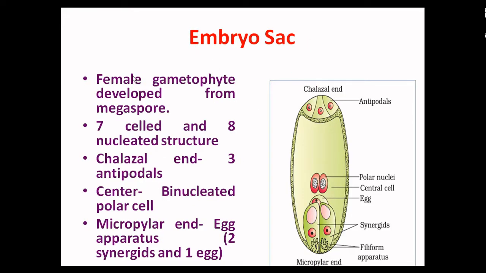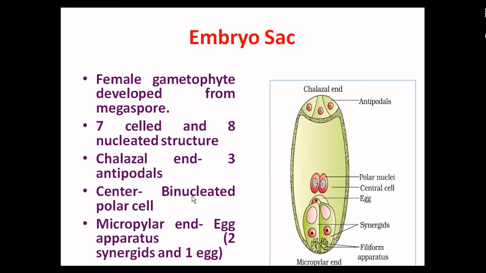And the last component of the ovule is the embryo sac, which is of great importance. This embryo sac is a female gametophyte that is developed from the functional megaspore. Structurally, it is a 7-celled and 8-nucleated structure. Out of these 7 cells, the 3 cells towards the chalazal end are called antipodal cells. The binucleated central cell is called the polar cell or central cell, and towards the micropylar end, 3 cells group together to form the egg apparatus, which consists of 2 synergids and 1 egg.